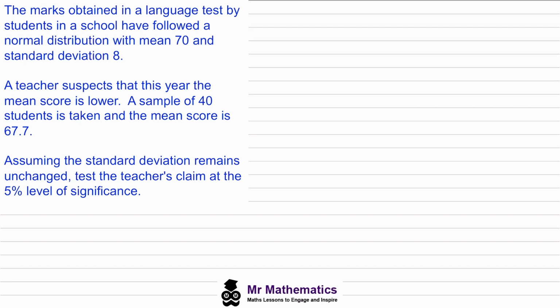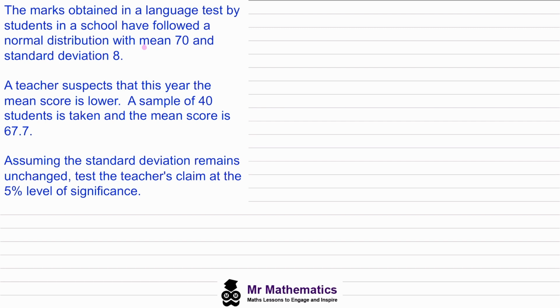So in this example, we're told that the marks obtained in a language test by students in a school follow a normal distribution with a mean of 70 and a standard deviation of 8. A teacher suspects that this year the mean is lower, and a sample of 40 students is taken, and the mean score is 67.7. Assuming that the standard deviation remains unchanged, test the teacher's claim at a 5% level of significance.